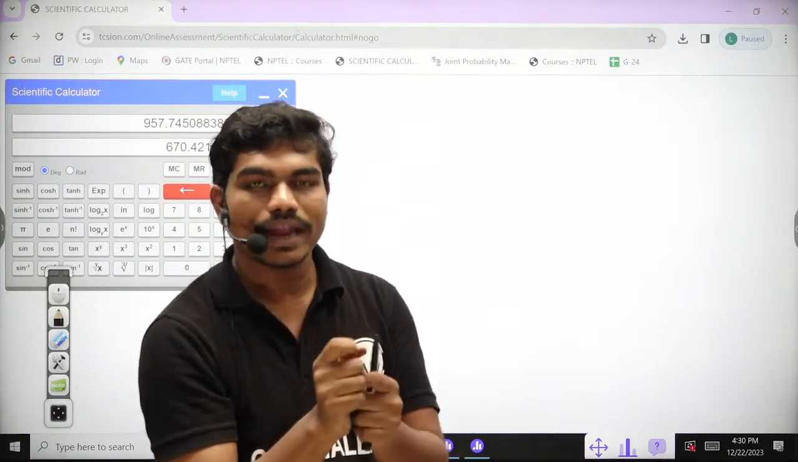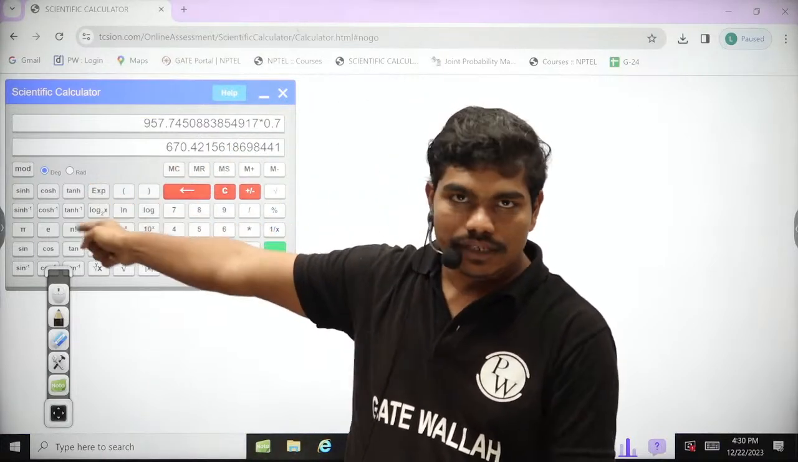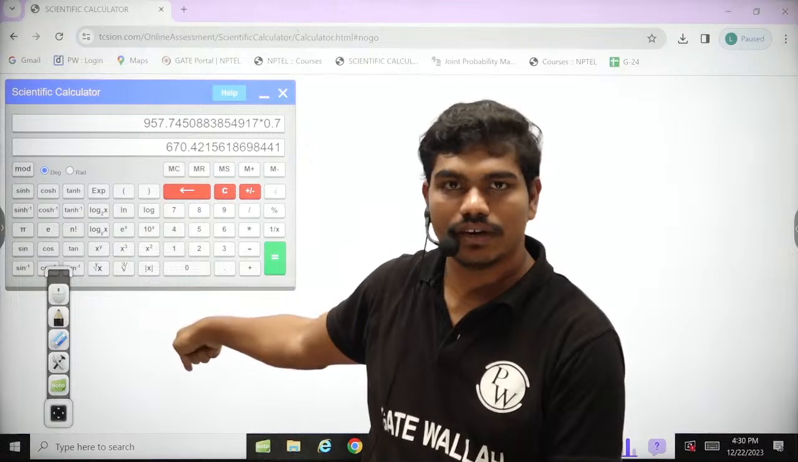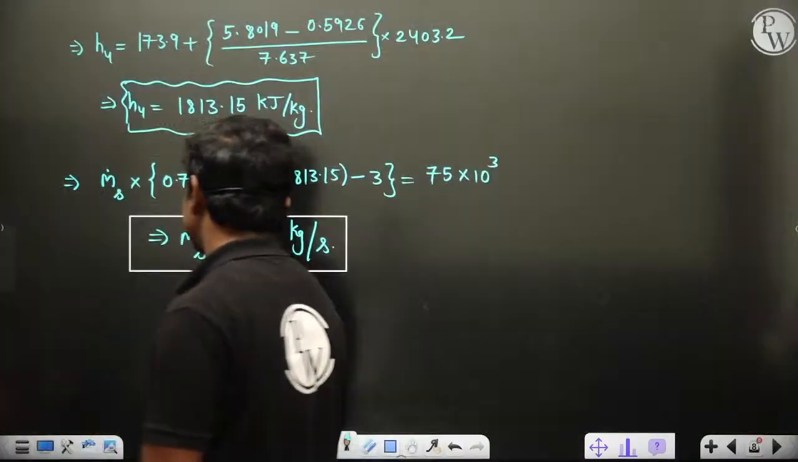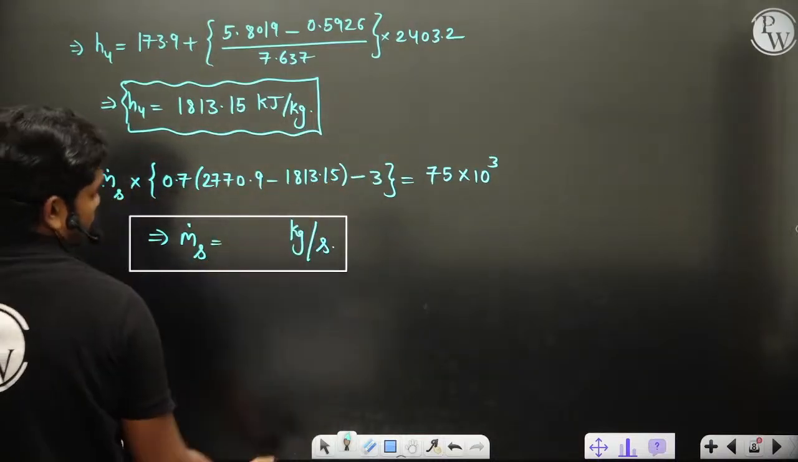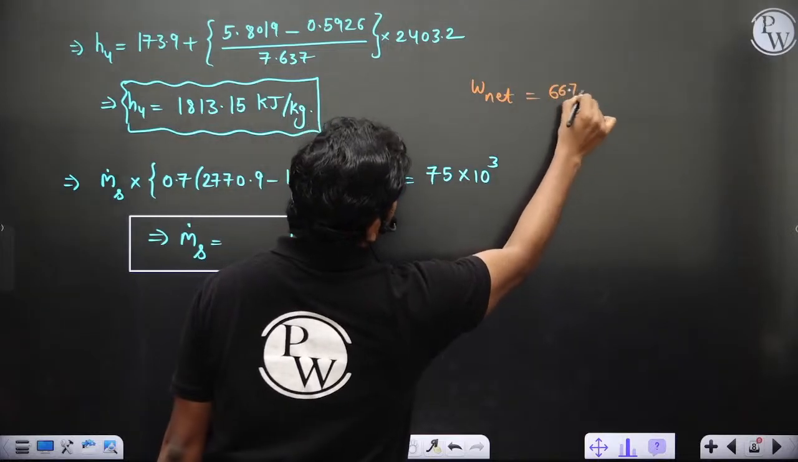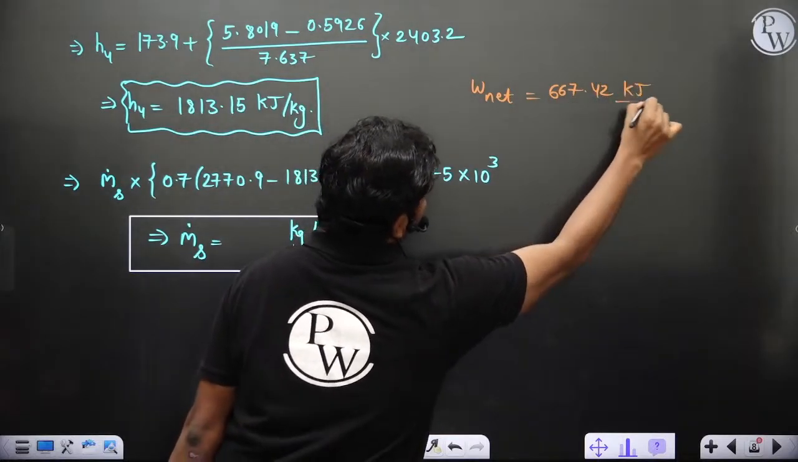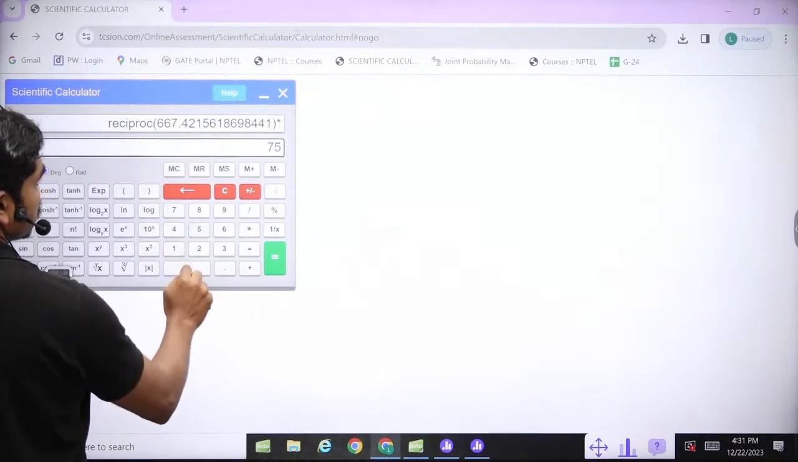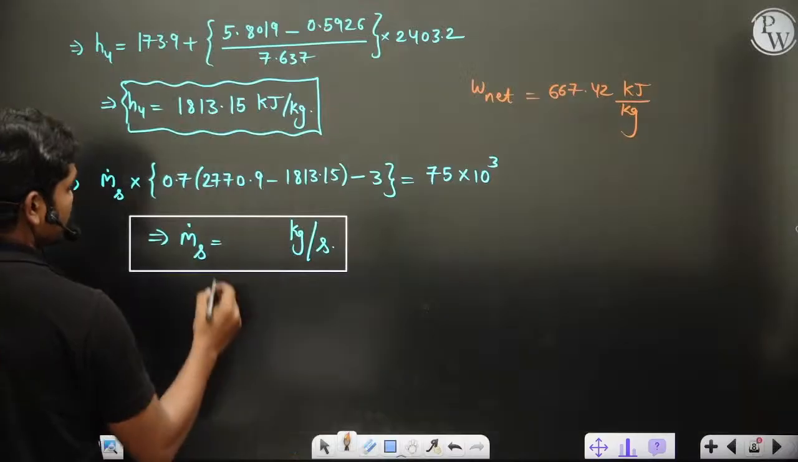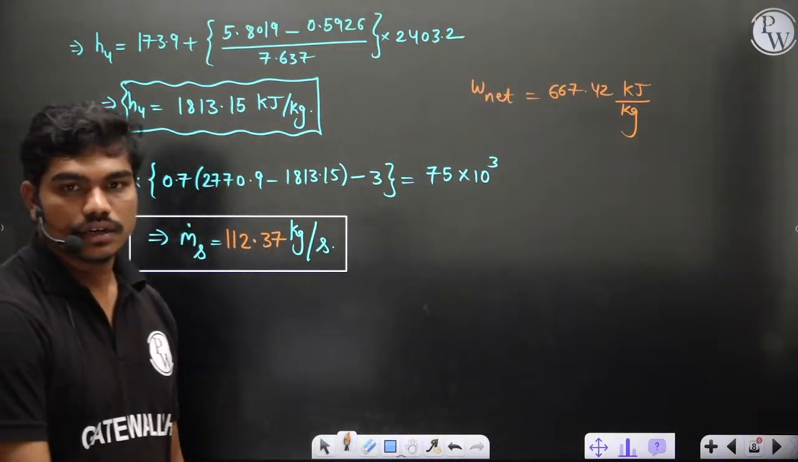Did you understand now why I am neglecting the pump work when I am doing some questions? Because even if you don't subtract 3 from this, the answer remains 667, and it doesn't change the calculation much. Anyway, here we are subtracting. So this value is 667.42, W net, 667.42 kilojoule per kg. Now just reciprocate this and multiply by 75,000. That's it. So 112.37 kgs per second.